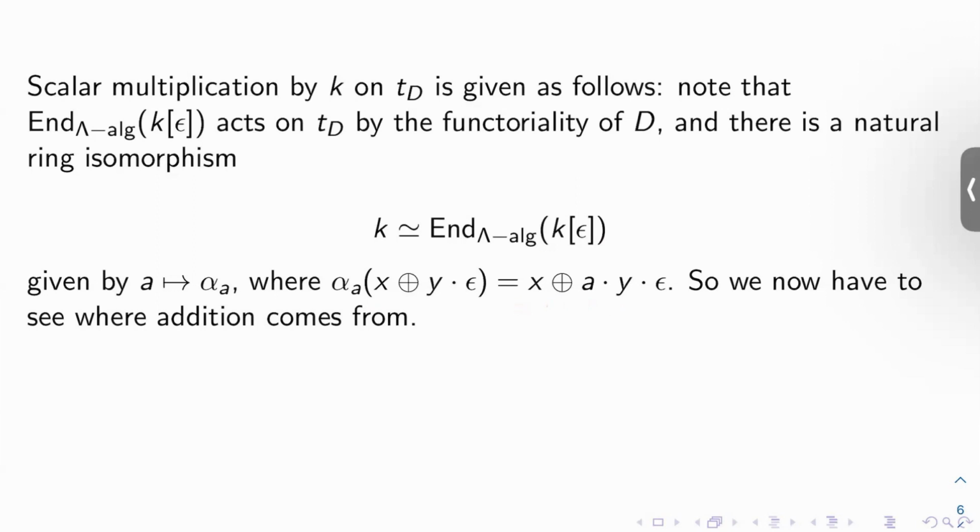So this turns out to be an isomorphism of rings. There you go. There you have a scalar multiplication, because now you have an endomorphism ring action on T sub D, but the endomorphism ring is isomorphic to K, so you have a K action on T sub D, and a K action is just the same thing as a scalar multiplication, right?